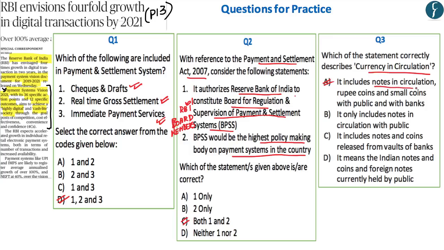Now with regards to question number 3, the correct answer is A, whereby currency in circulation includes notes which are in circulation, the rupee coins, and the small coins which are with the public and also with the banks. Now apart from this, basic information with regards to the payment and settlement system and the Payment and Settlement Act of 2007 is also provided in today's PDF. You can refer to this PDF to understand the explanation given in this section. And so now with this, let us move on to the next section.